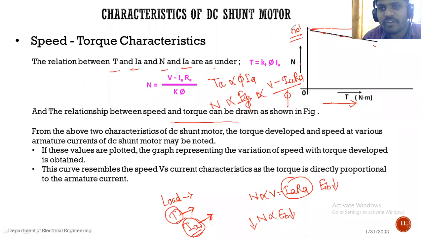at normal running condition or the no load condition, the motor will be running at a constant speed.